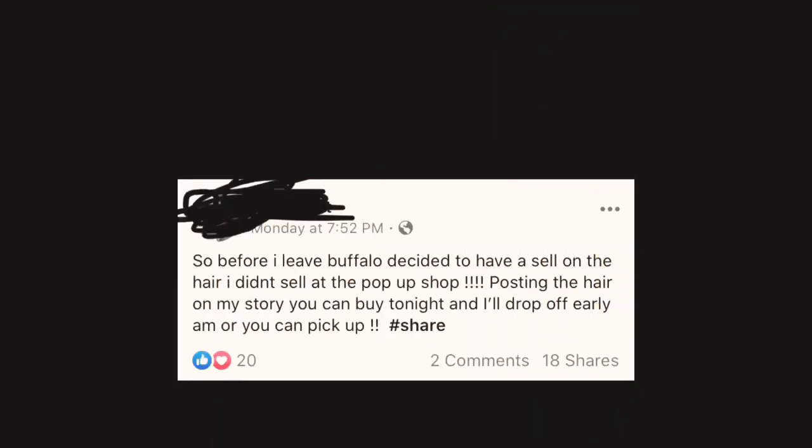So let's take a look at that post again real quick. So before I leave Buffalo, decided to have a sell. That should have been sale on the hair. I didn't sell, that one is correct, at the pop-up shop. Posting the hair on my story. You can buy it tonight, and I'll drop it off early a.m., or you could pick it up. Now, I'm not going to rewrite this post just because it's so much, so I'm just going to explain it.